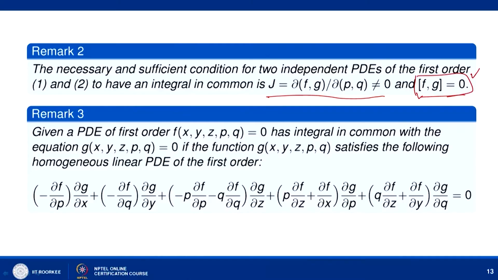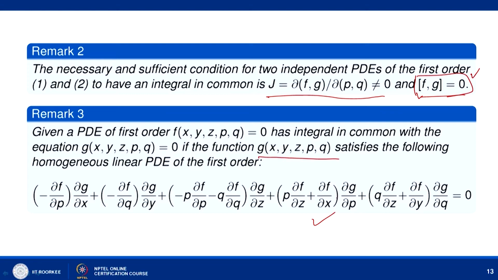The next remark is that a given first-order PDE f(x, y, z, p, q) = 0 has an integral in common with the equation g(x, y, z, p, q) = 0 if the function g satisfies the following homogeneous linear first-order PDE: (-f_p) g_x + (-f_q) g_y + (-p f_p - q f_q) g_z + (p f_z + f_x) g_p + (q f_z + f_y) g_q = 0.